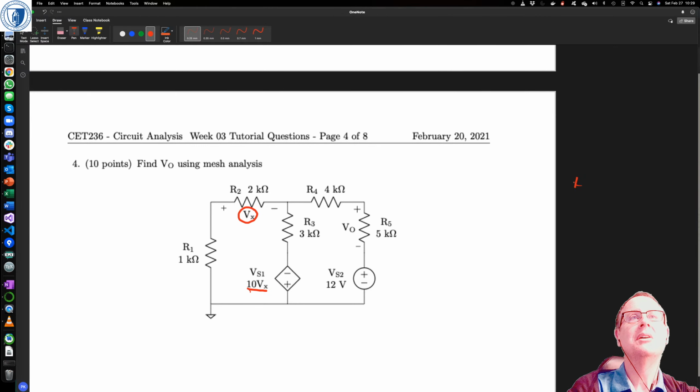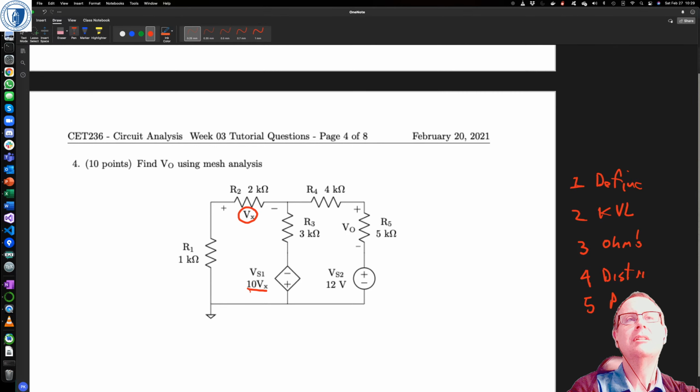So remember the steps. 1, define the mesh currents. 2, write down KVL. 3, use Ohm's law. 4, distribute and group. And 5, profit. Well, solve.